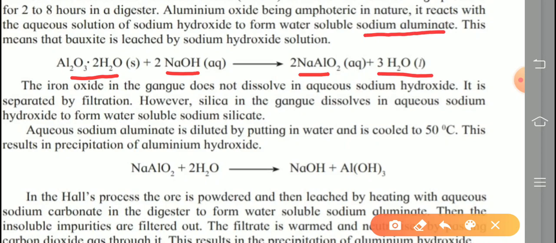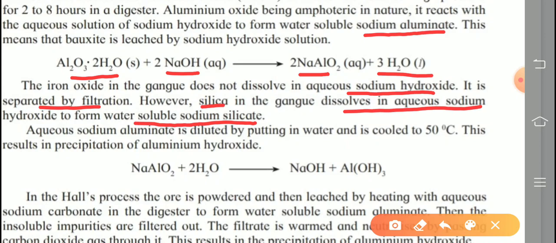Next. The iron oxide in the gangue, meaning the impurities, does not dissolve in aqueous sodium hydroxide. It is separated simply by the filtration process. However, silica in the gangue dissolves in aqueous sodium hydroxide to form water soluble sodium silicate. Silica is dissolved in aqueous sodium hydroxide and forms soluble sodium silicate.